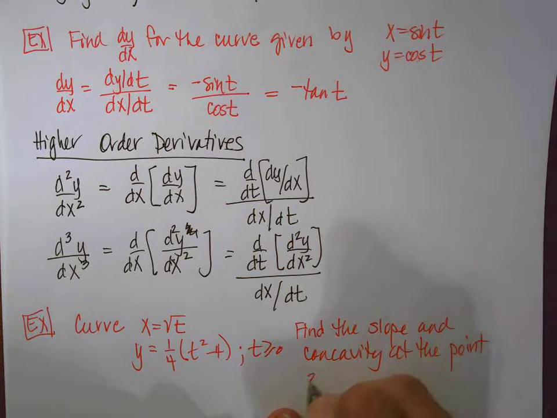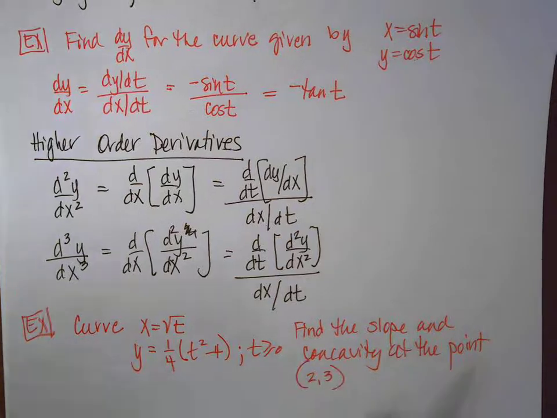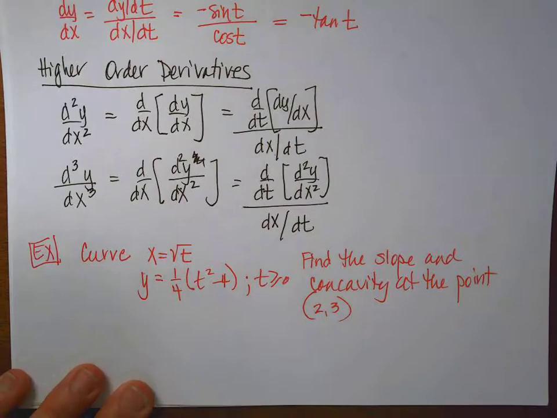2, 3. Alright, so since we're going to find the slope, first derivative, then we're going to find the concavity, second derivative. So that's actually not too difficult, okay?